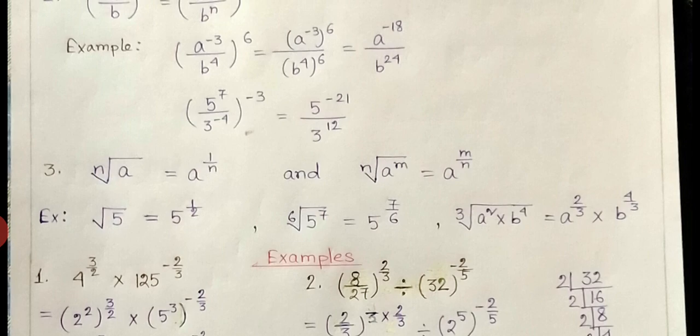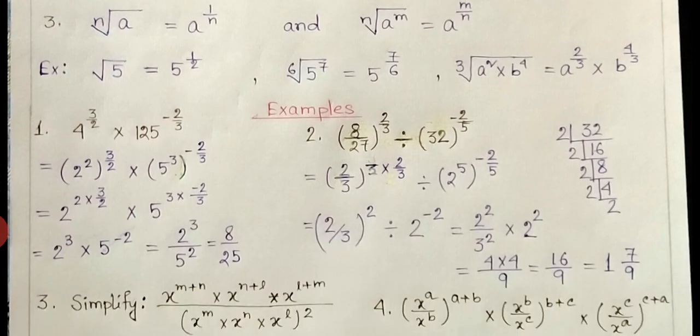Taking another example, cube root of a square into b to the power 4 is equal to a to the power 2 by 3 into b to the power 4 by 3. Hope this is clear.